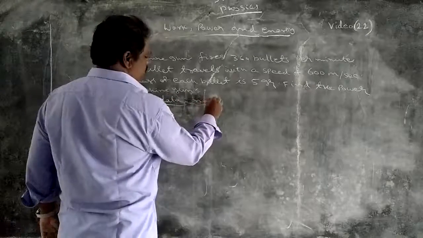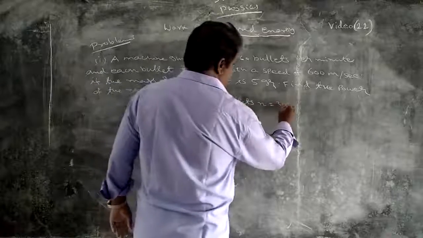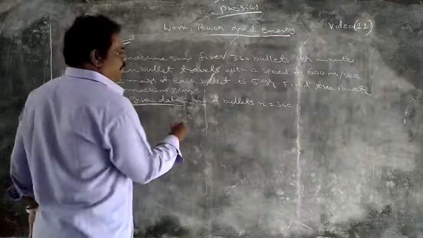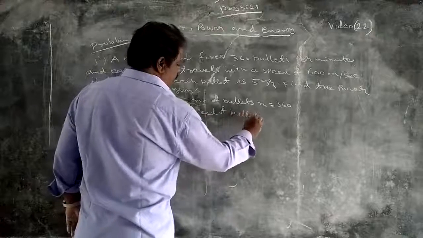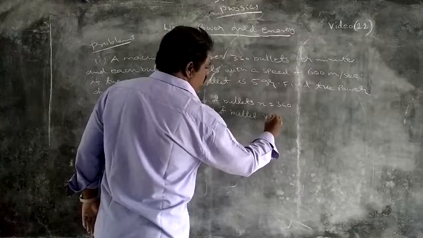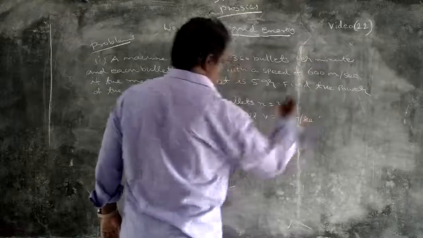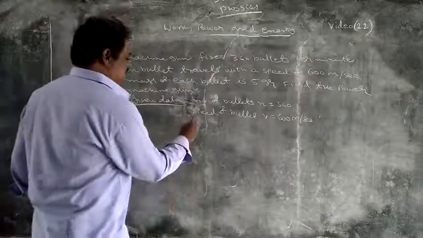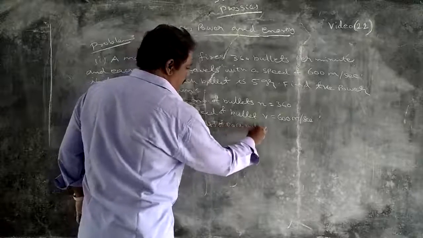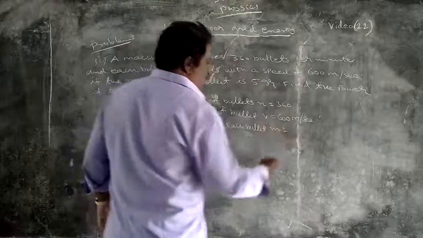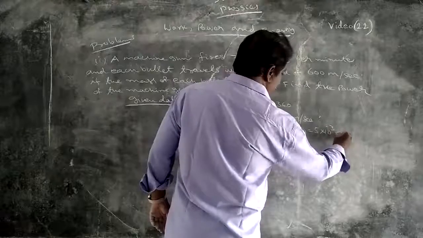First, given data. Number of bullets N is equal to 360. Then speed of bullet V is equal to 600 meters per second. Next, mass of each bullet M is equal to 5 gram, that is equal to 5 into 10 power minus 3 kg.